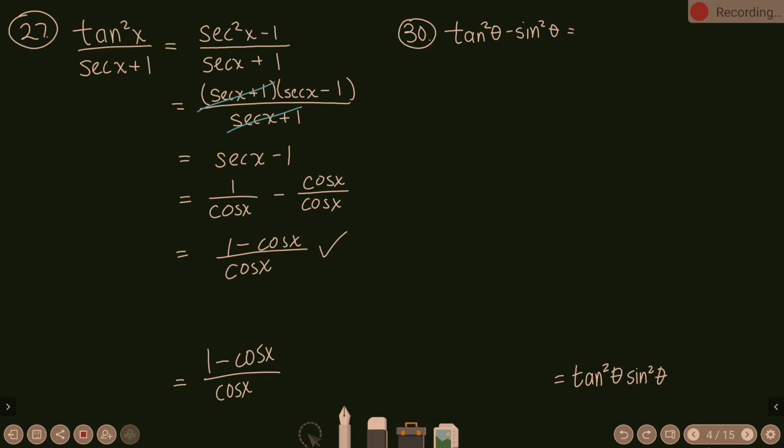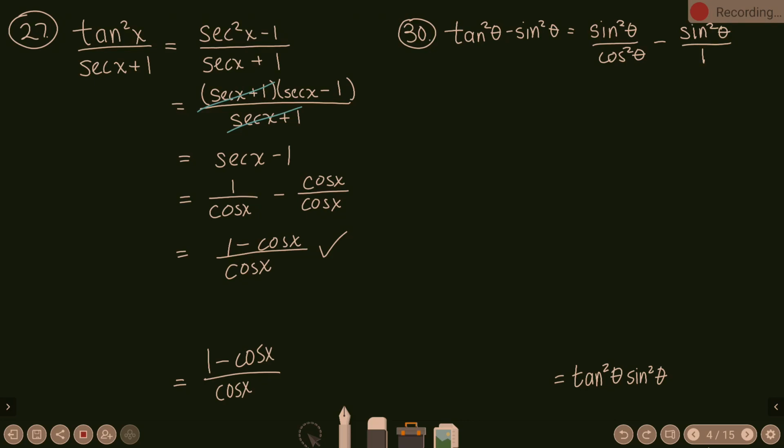What do we know about tangent squared? It's sine squared over cosine squared. Okay, sine squared over cosine squared minus, I'm going to go ahead and set this up as a fraction because I have a feeling that's the direction we're going to go. Sine squared over 1. Yes.